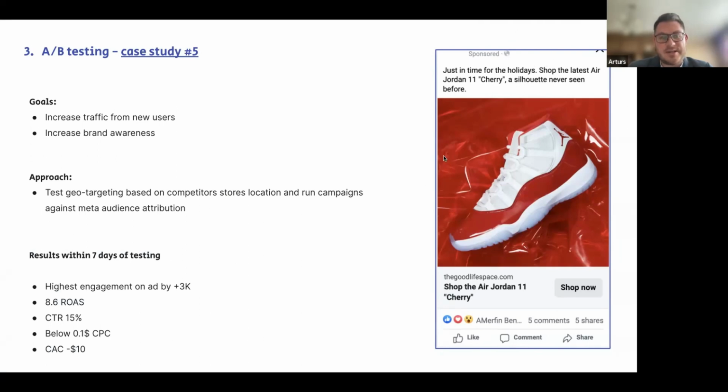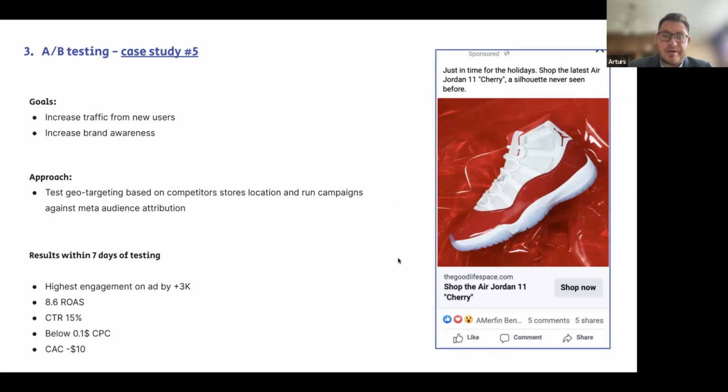with this client who sells exclusive sneakers, one sneaker can cost more than $3,500. Our goal was to increase traffic, but new traffic. Previously we worked with interests, now we try to find an audience who are new but interested in the client's product. We used geo-targeting based on competitor store locations, and we used Facebook and Instagram ads. After 7 days of testing, we got highest engagement plus 3K, ROAS was 8, CTR was 15, and cost per acquisition was about $10.